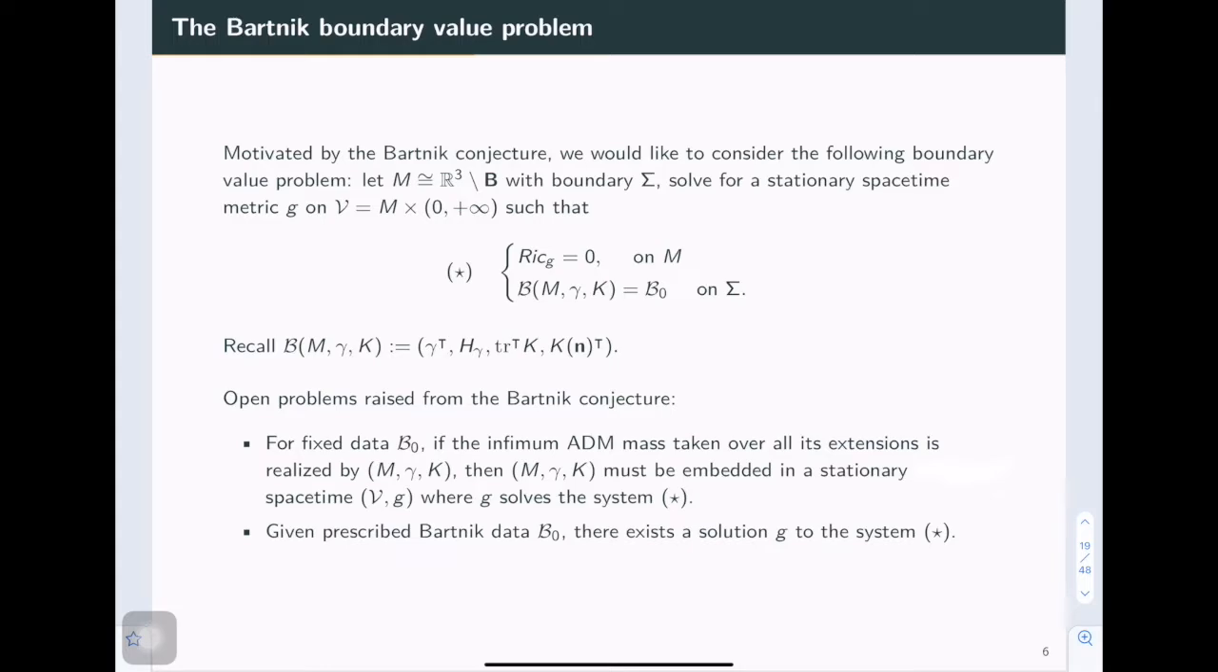To solve those open problems, the first step is to show that the Bartnik boundary condition is elliptic. That is, this system is an elliptic boundary value problem. So next, we will talk in detail about how to prove ellipticity of this system.